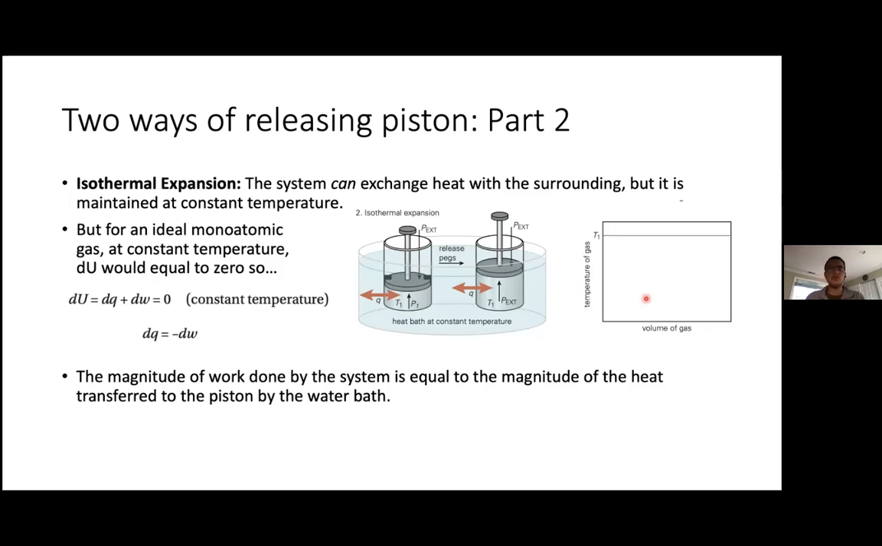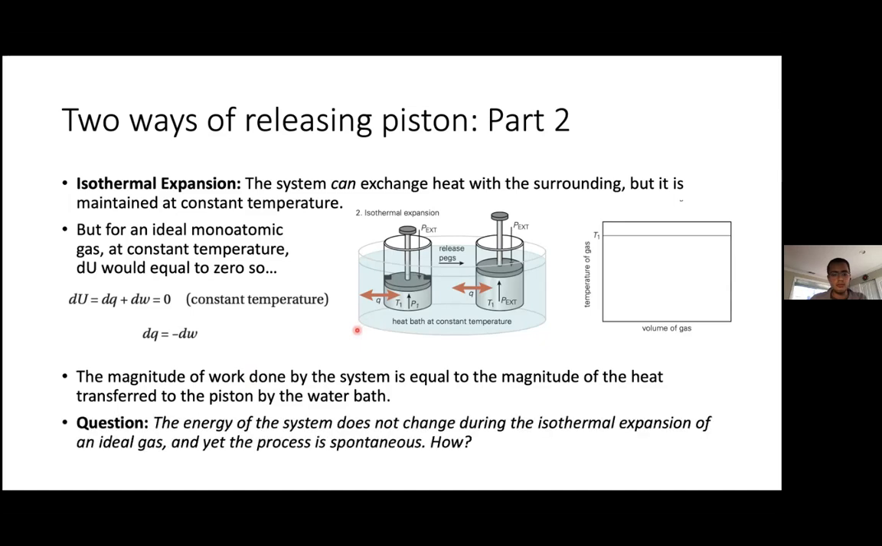And this also makes it easier because if you recall, for an ideal monatomic gas, the internal energy depends on the change in temperature. So if the change in temperature is 0, dU would also be equal to 0. So in isothermal expansion, dU is 0. So the change in heat will only go into doing work. So dQ equals negative dW. And yeah, the magnitude of the work done by the system is equal to the magnitude of the heat transferred to the piston by the water bath.